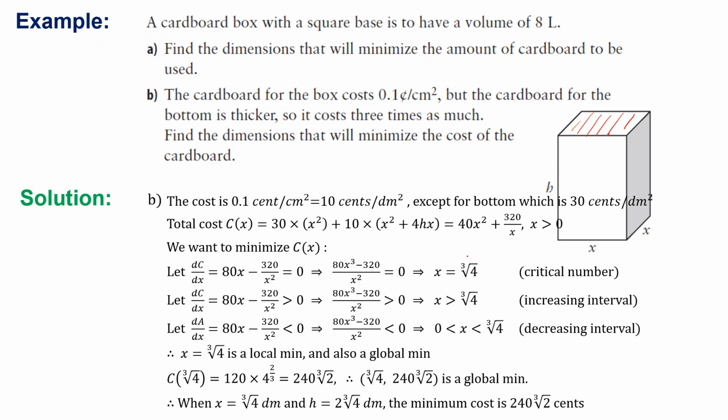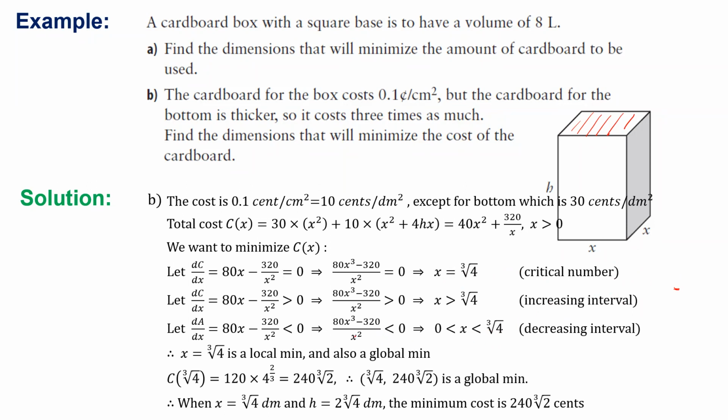Then we check the left side and right side of this number to see if the first derivative is greater than 0 or less than 0. So let's solve the inequality. The first derivative is greater than 0 when x is greater than the cubic root of 4. On the other hand, when the first derivative is less than 0, the solution is x greater than 0 and less than the cubic root of 4. So at the critical number, when x equals the cubic root of 4, the instantaneous rate of change is 0.